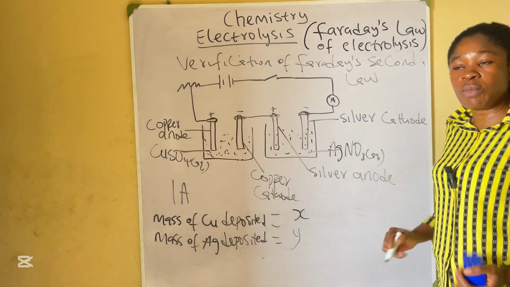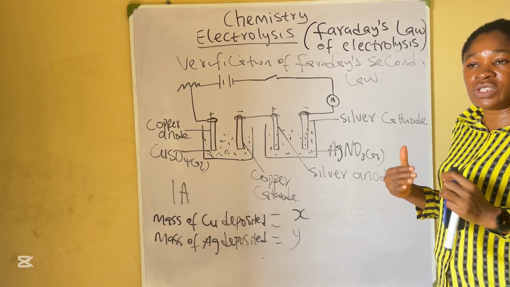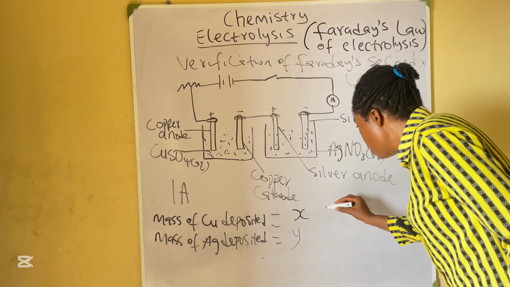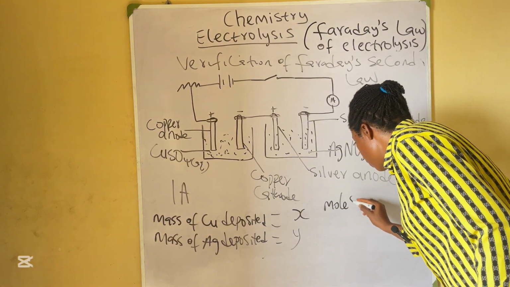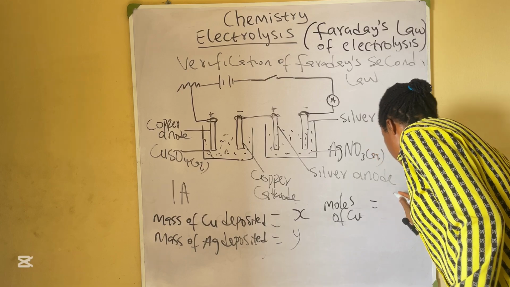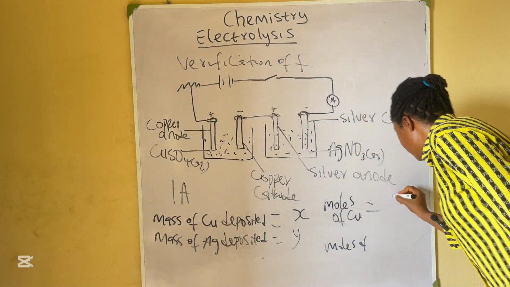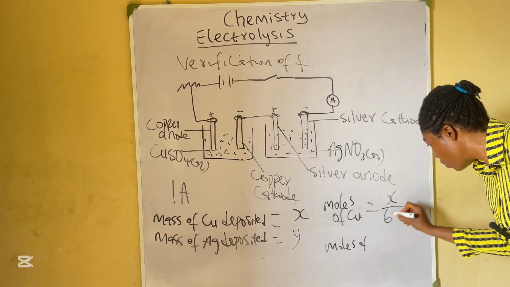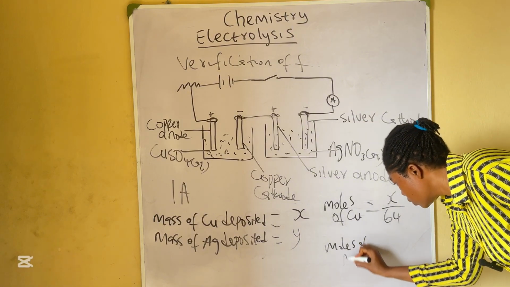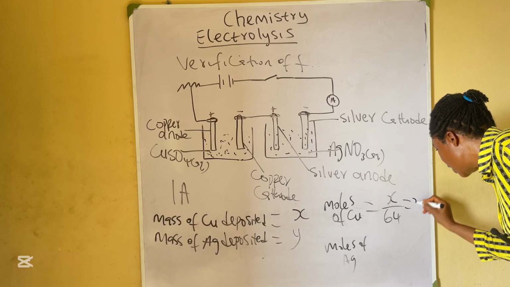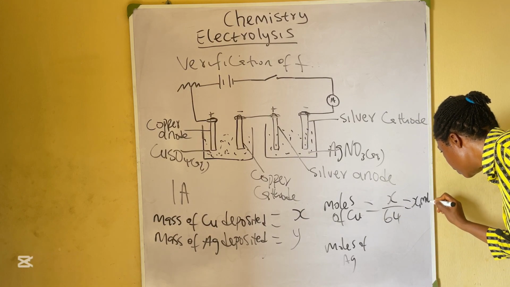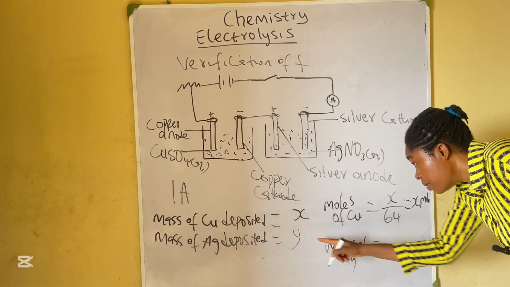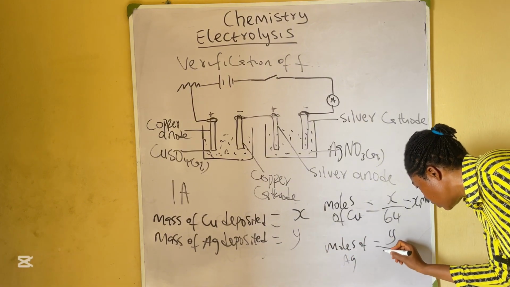So how do I get moles? Remember, number of moles equals mass divided by molar mass. So let's look at the moles of copper. Moles of copper equals X divided by the relative molar mass of copper, which is 64. So I call this X over 64 mole, S mole. Moles of silver is Y divided by the molar mass of silver, which is 108.